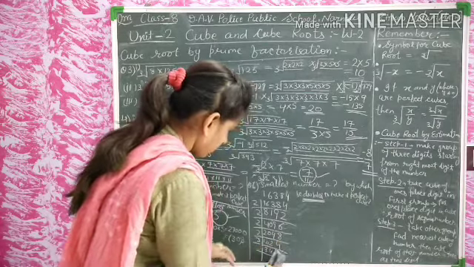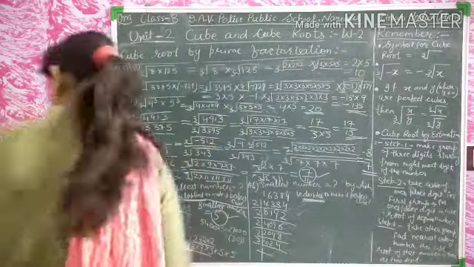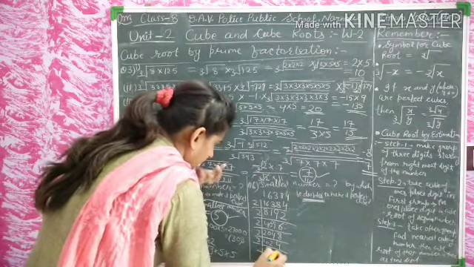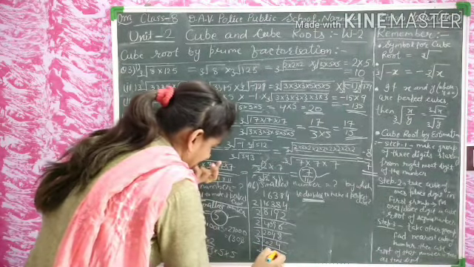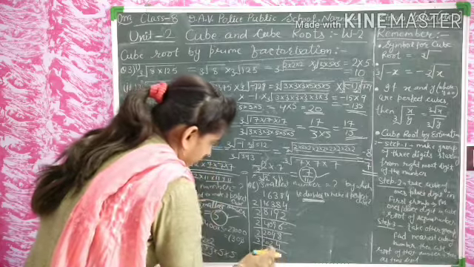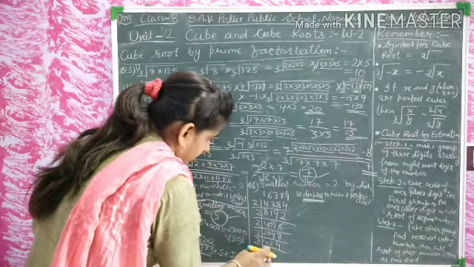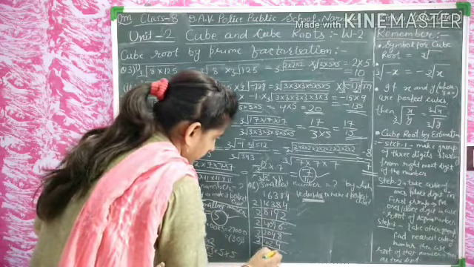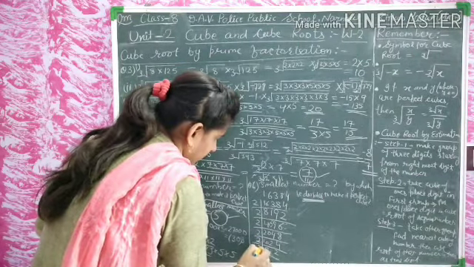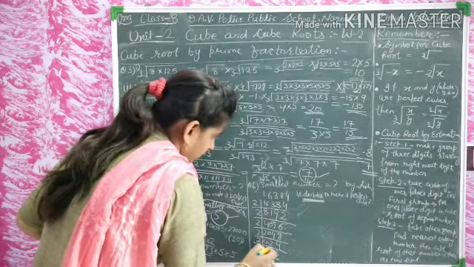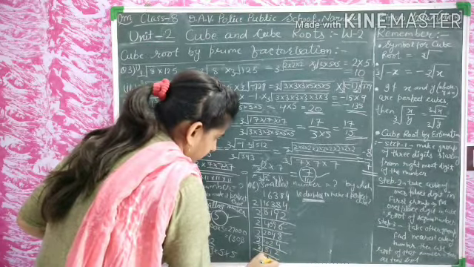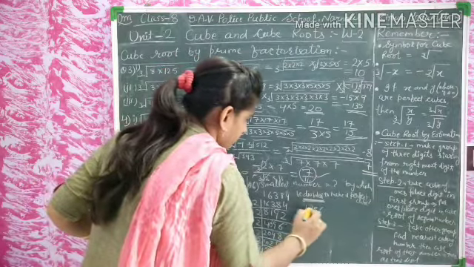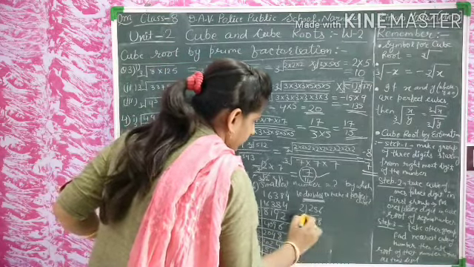And there is dividing by 3. After dividing by 3, 3 3s are 9, 3 4s are 12. Not dividing by 3, dividing by 2: 2 5s are 10, 2 1s are 2, 2 2s are 4. And again dividing by 2, 2 2s are 4. And 2 5s are 10, 2 6s are 12. This will again divide by 2. 2 1s are 2, 2 2s are 4, 2 8s are 16, 2 6s are 12.